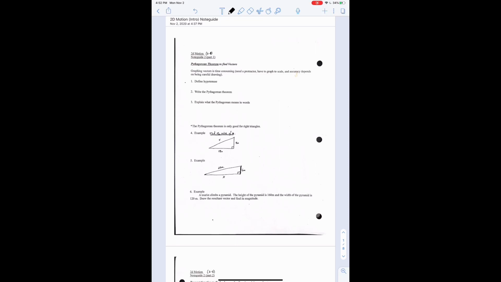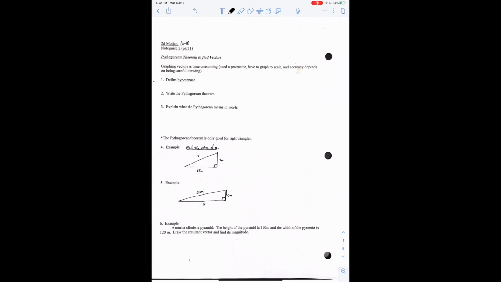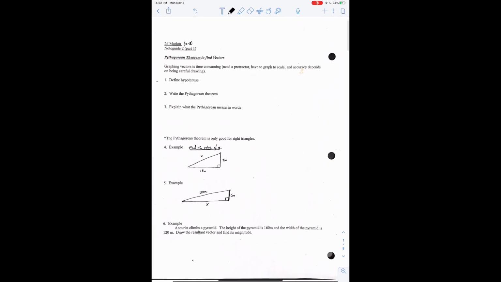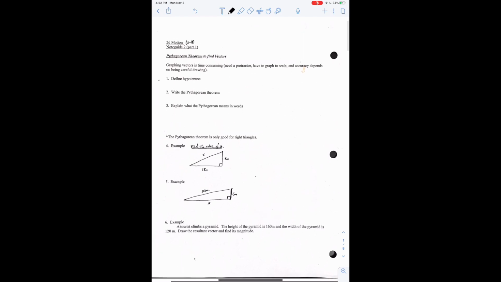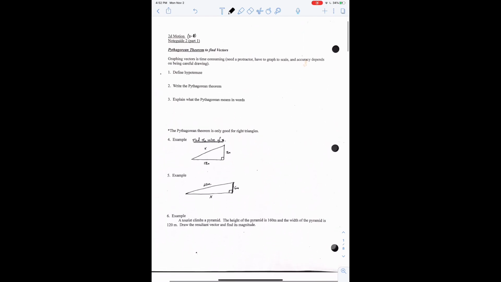All right, so this lecture is going to go over 2D motion, kind of introduction concepts that we need to analyze motion in 2 dimensions. And so we're starting here with the Pythagorean theorem. I'll try not to talk too much about it, but we'll see how it goes.